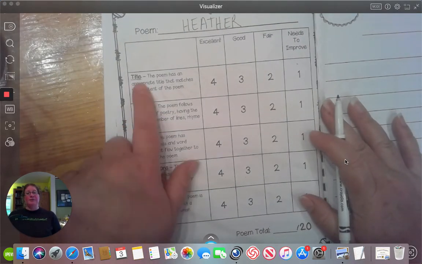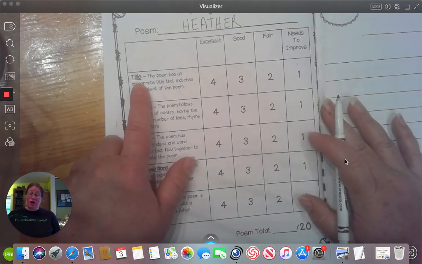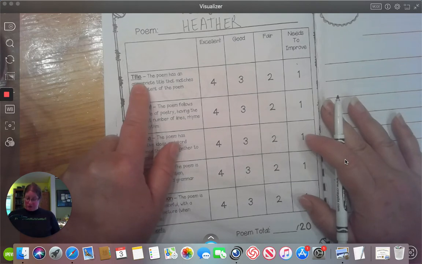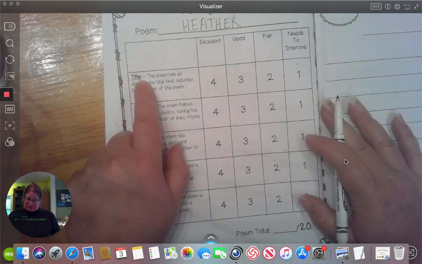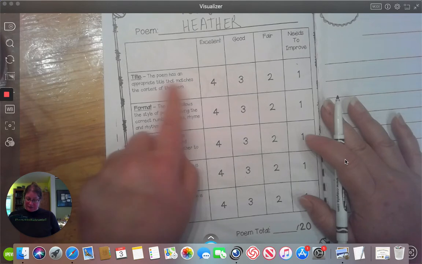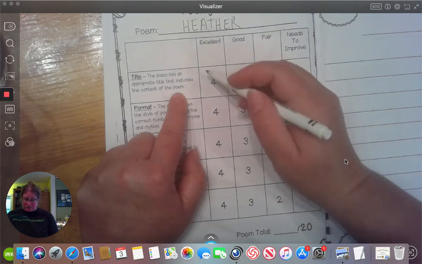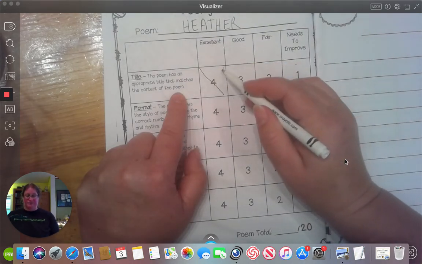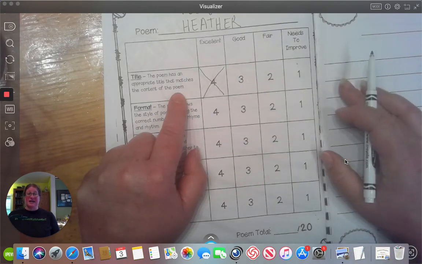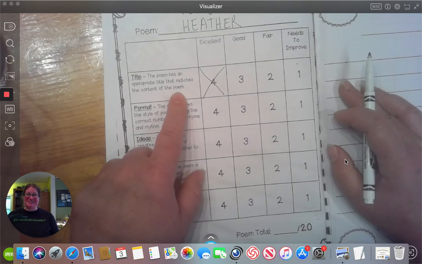Now, I'm going to read this and we're going to grade our own paper. So, title. The poem has an appropriate title that matches the content of the poem. That one's pretty hard to make a problem with. So, I'm going to put an X over excellent, because we're going to do a little math with our English language arts.